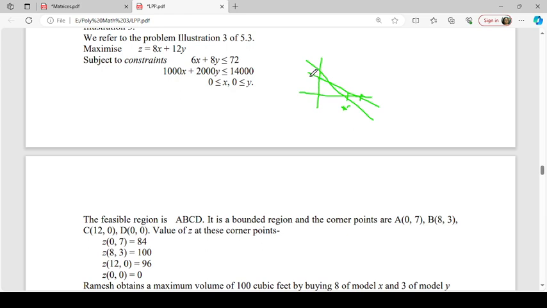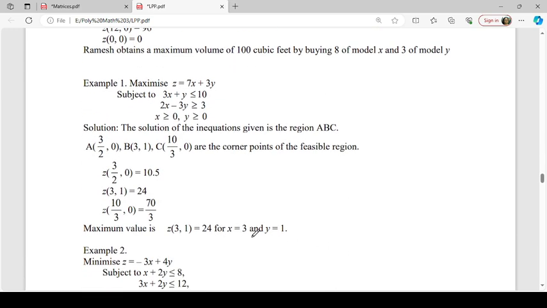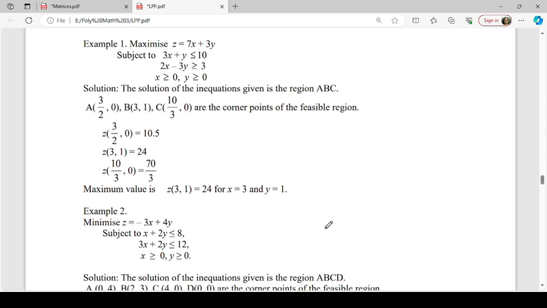This is A. Then B is 3. This is B. C is 12 0. This is C. And D is 0 0. So this is the region. So the corner points are this. We try this, and then we have the solution as 8 3. So this is the way to solve this type of problems.